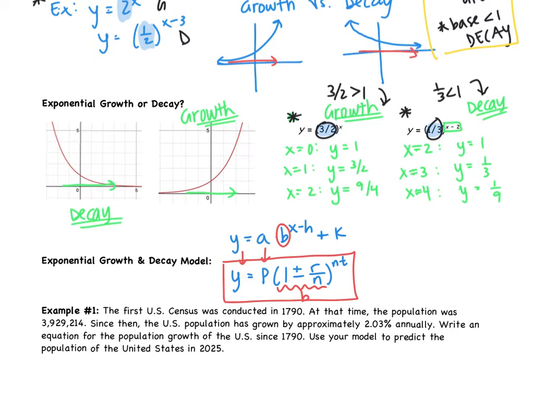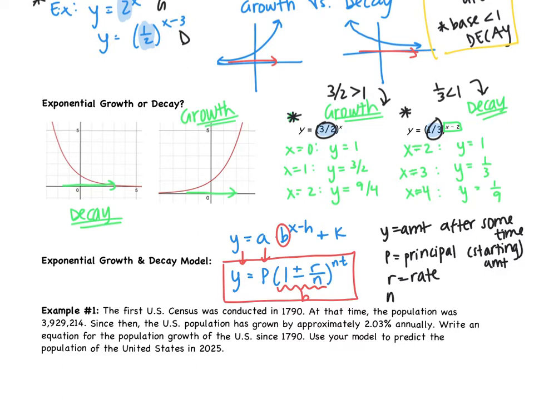We do need to know what each of these variables stands for. y is the amount after some time. So it might be the amount of money after a certain amount of time, or the amount of bacteria in a colony after a certain amount of time. P stands for your principal or starting amount. r is your rate. And n is the number of times per cycle. Oftentimes n is going to be 1.